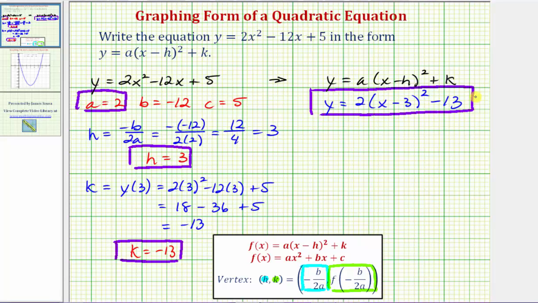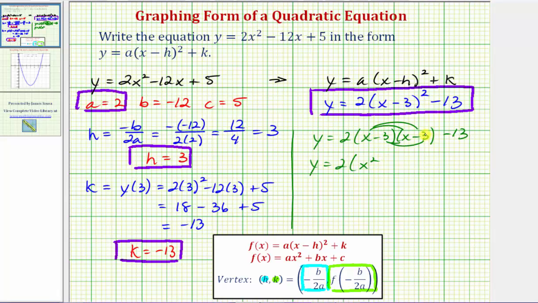Now, of course, to verify this, we could multiply this out. Let's go ahead and do this, and then we'll also verify it graphically. So to verify this is correct, we'll multiply this out. We would have y equals 2 times the quantity x minus 3 squared, which would be the quantity x minus 3 times the quantity x minus 3, and then minus 13. Next, we'll multiply here, so we'll have 4 products. So we have y equals 2 times the quantity x times x is x squared.